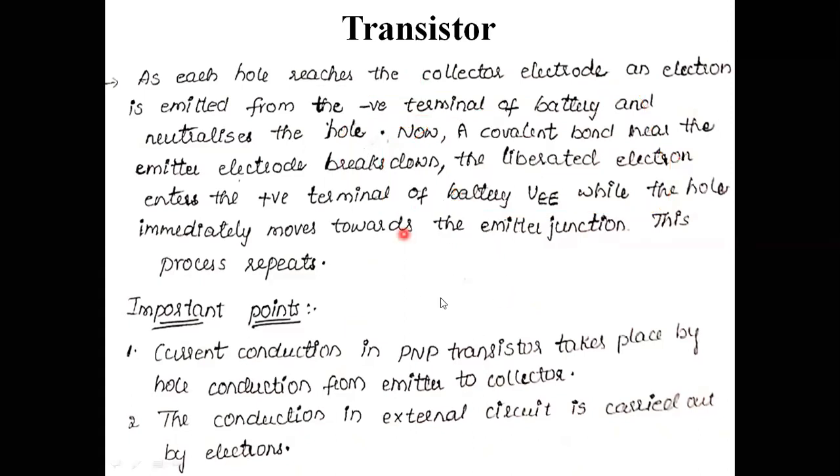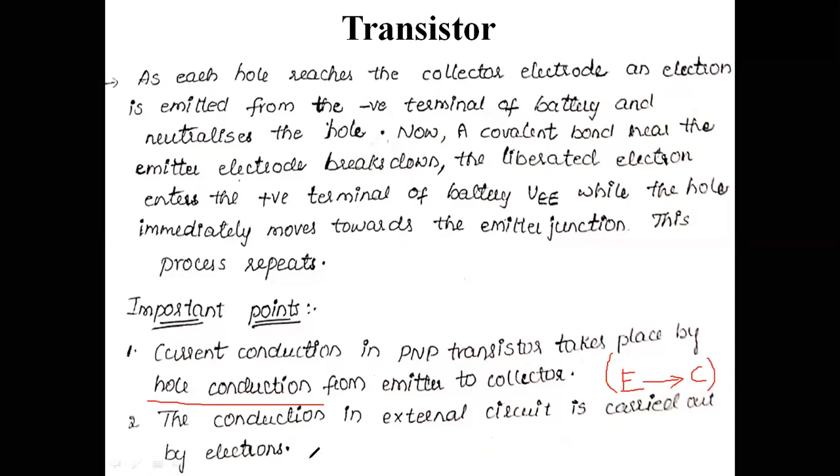And some of the other points here: current conduction in the transistor takes place by hole conduction from emitter to collector. ఇక్కడ కండక్షన్ దేనివల్ల జరుగుతుంది? హోల్స్. డ్యూ టు హోల్స్ ఐ కెన్ ట్రీట్ దట్ కండక్షన్ యాజ్ హోల్ కండక్షన్ ఫ్రమ్ ఎమిటర్ టు కలెక్టర్. From emitter to collector, the holes get transmitted.